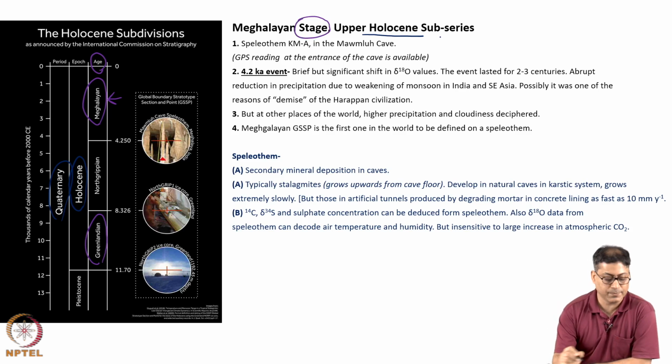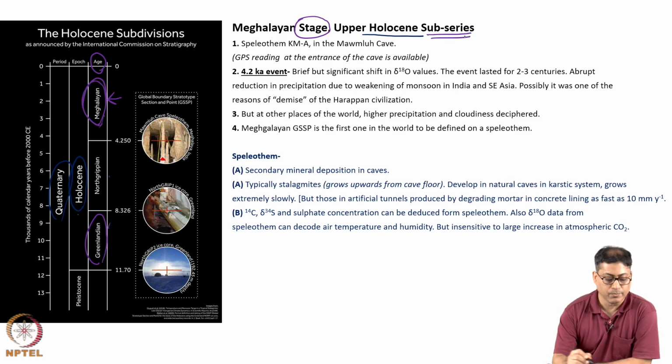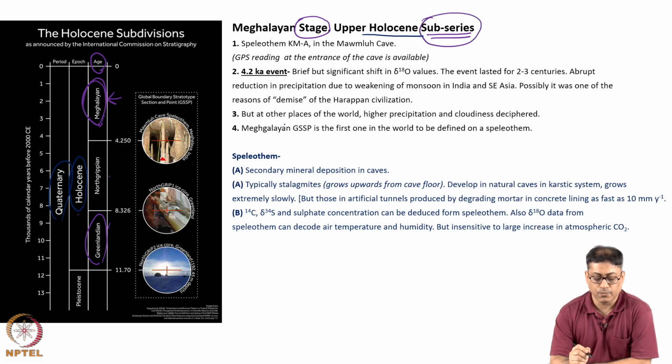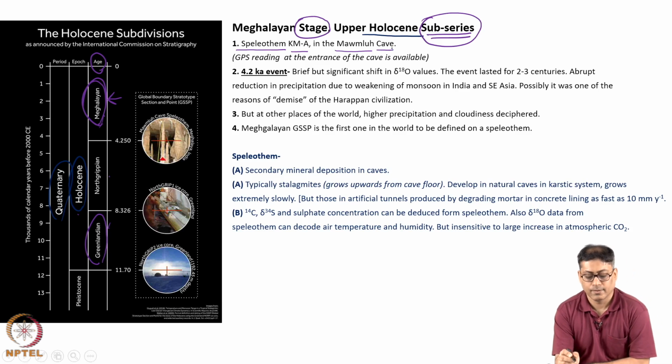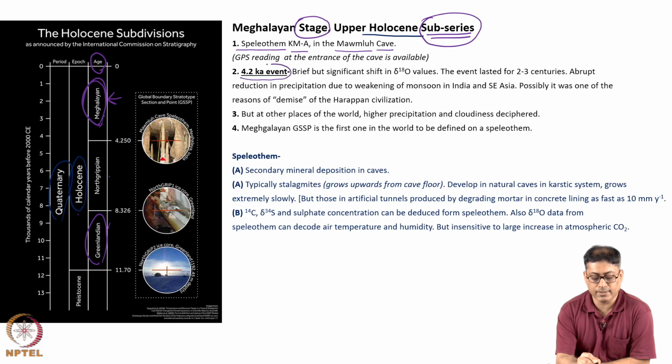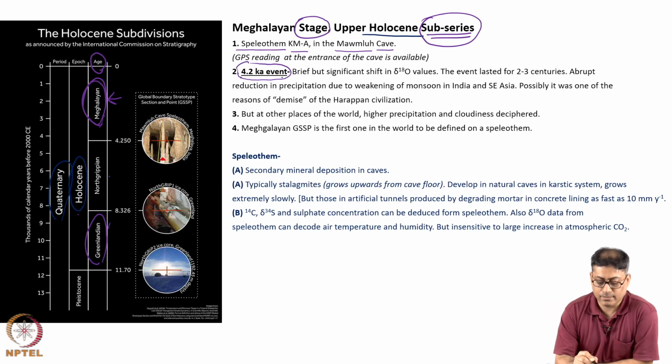It is an upper Holocene subseries. You see that the Holocene is divided into three portions, and this is the upper Holocene subseries. Because age or stage has been divided, here we are using the word subseries. What do we find here? The speleothem, named KM-A, in the Mawmluh cave has been identified to indicate an interesting event 4.2 kilo years back. What is that? We have found a brief but significant shift in δ18O values, and that event lasted for 2 to 3 centuries, 200 to 300 years.